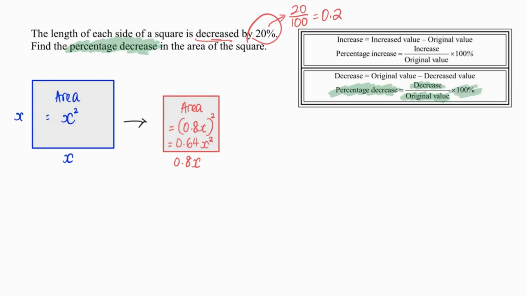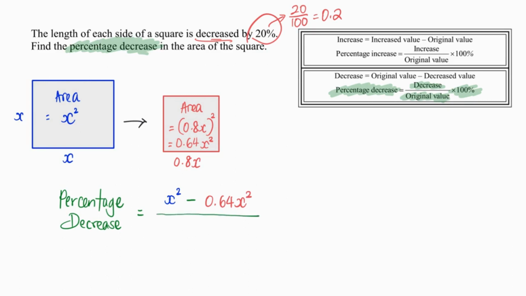Okay. So we would then come to this. So the required percentage decrease will then be equals to the decrease. That means the original 1x squared minus away the decreased value, in this case 0.64x squared. And the whole thing is over the original value. Then I multiplied by 100%.